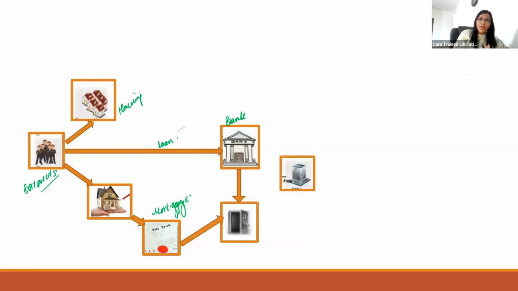Now, just imagine the situation when n number of borrowers are approaching the bank for housing loans. The bank will have a mortgage pool. And now with the mortgage pool, an SPV, special purpose vehicle, is created by the bank.